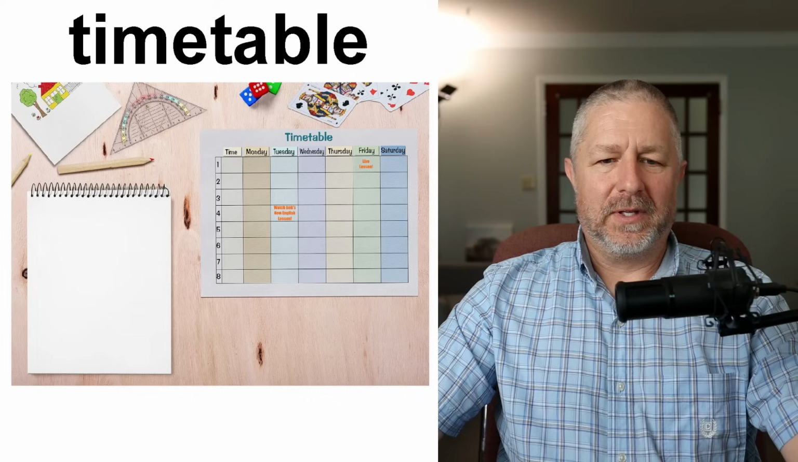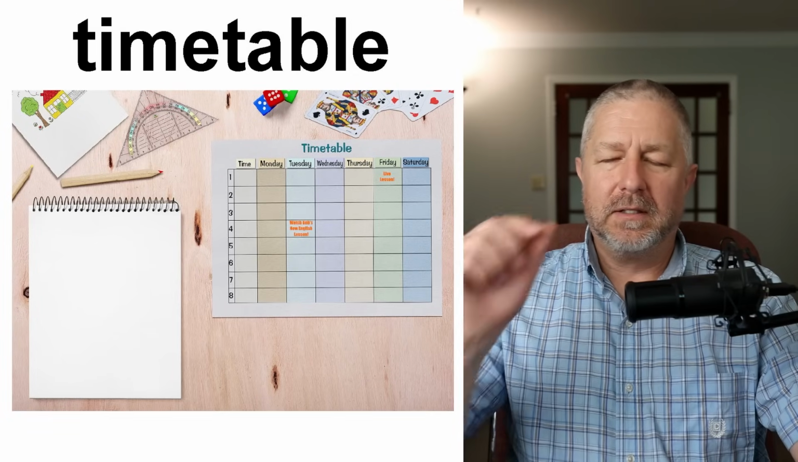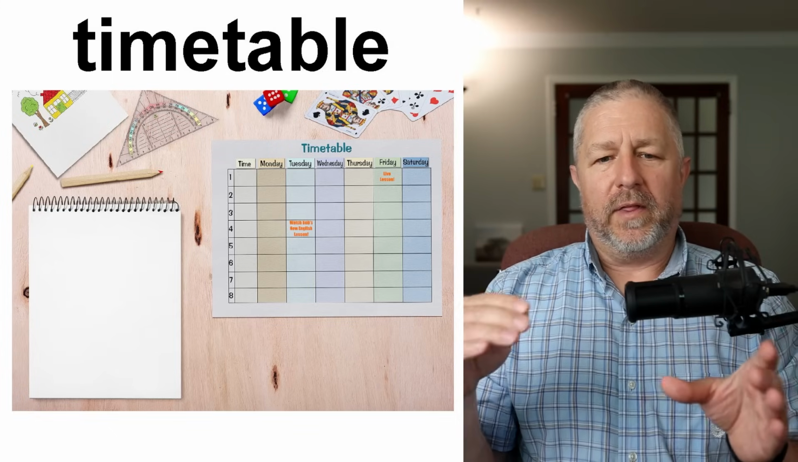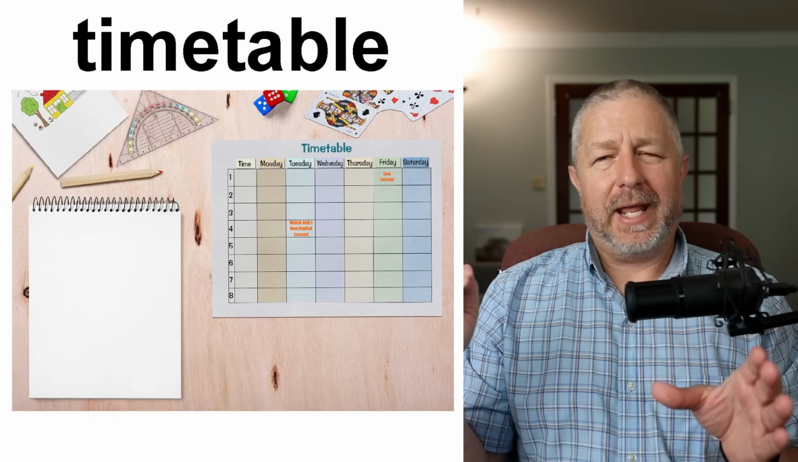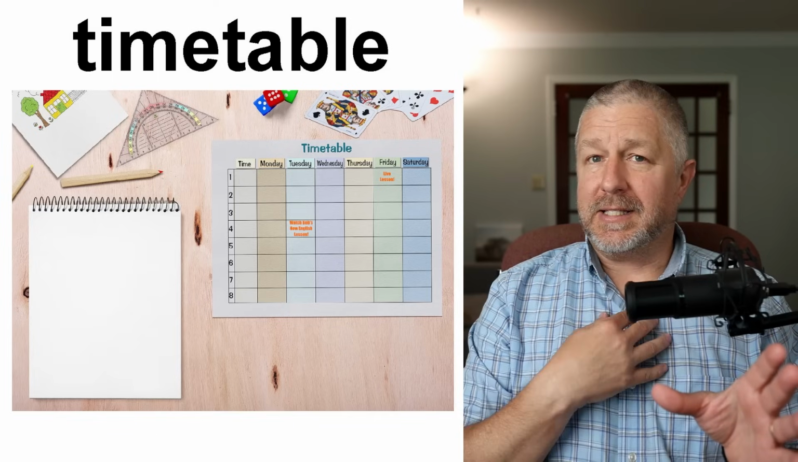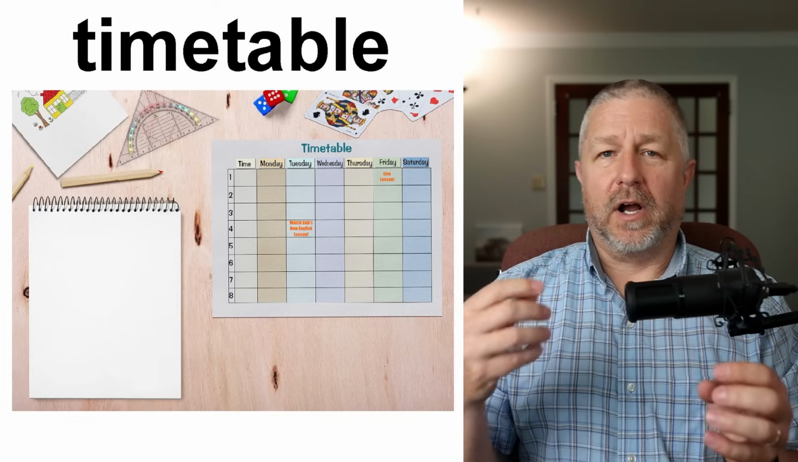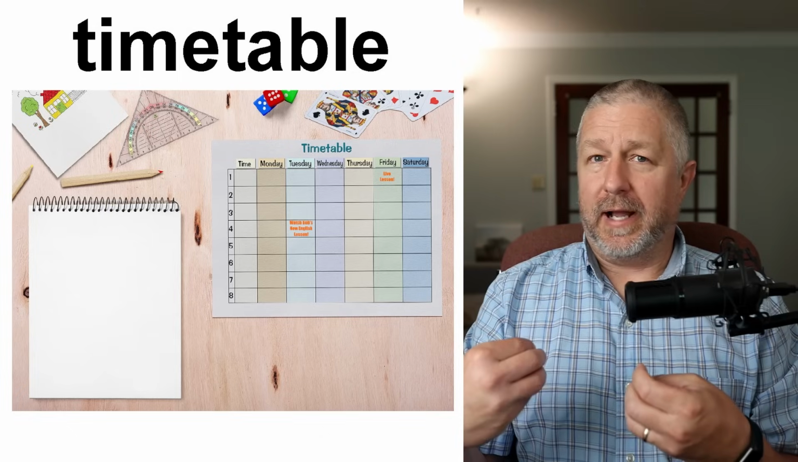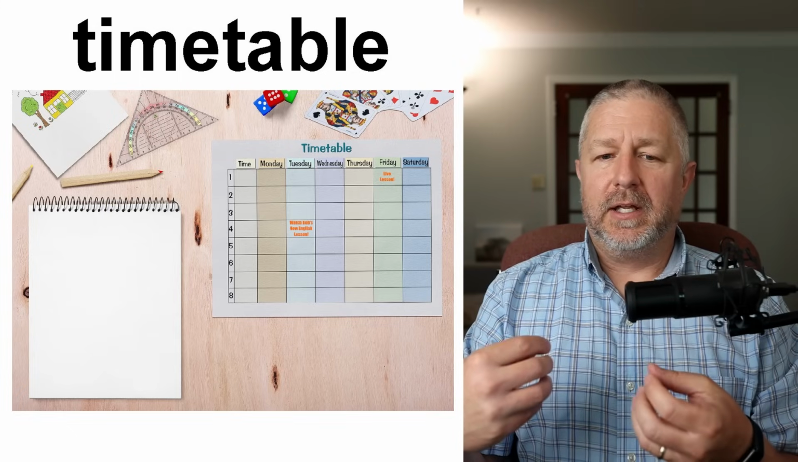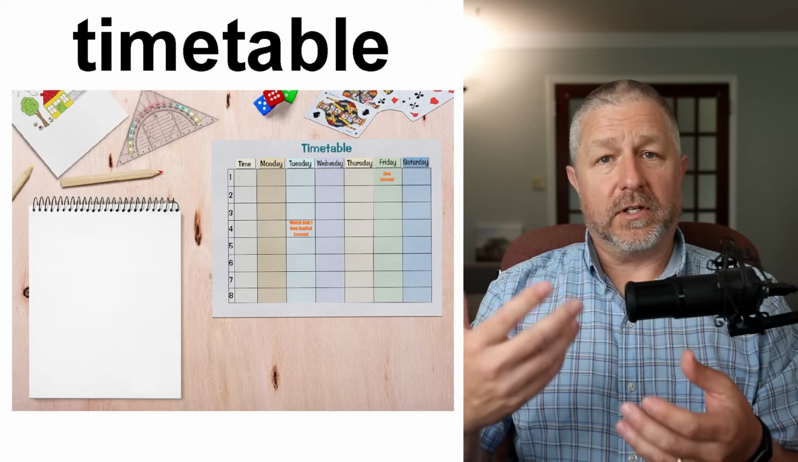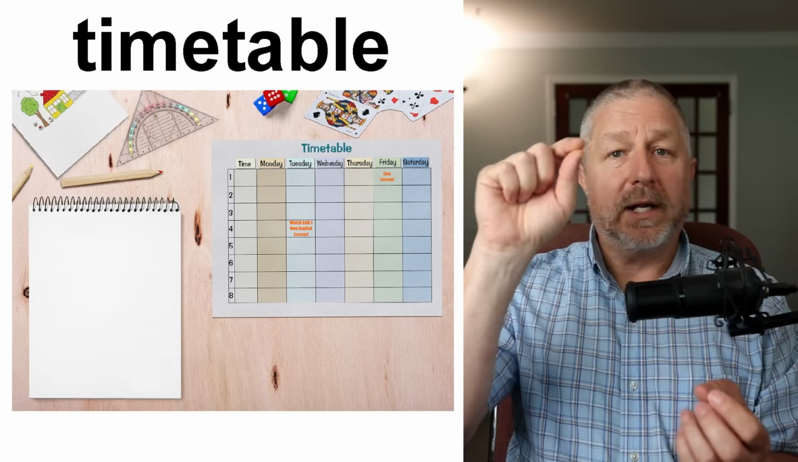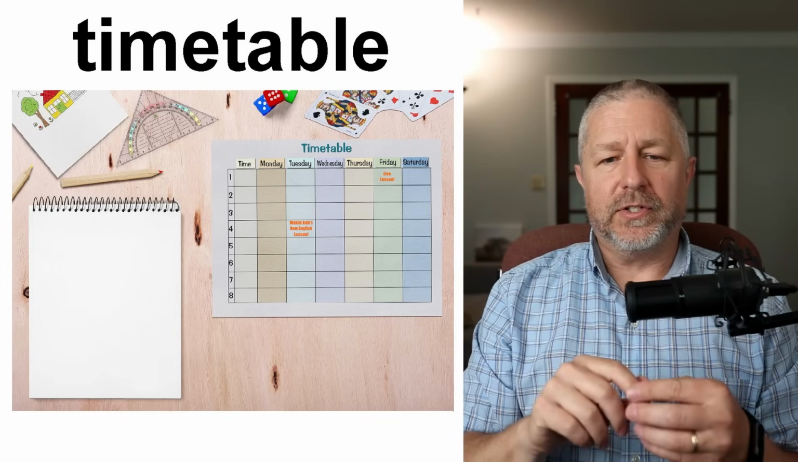A timetable. So a timetable is basically an outline of your week with important things on it. And it's mostly used, at least in Canada where I live, when talking about students. Students will receive their timetable at the beginning of a school year if they are in a high school or if they're in college or university. The timetable will show what classes they have on certain dates.